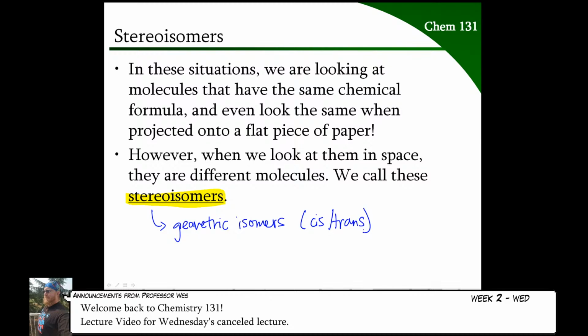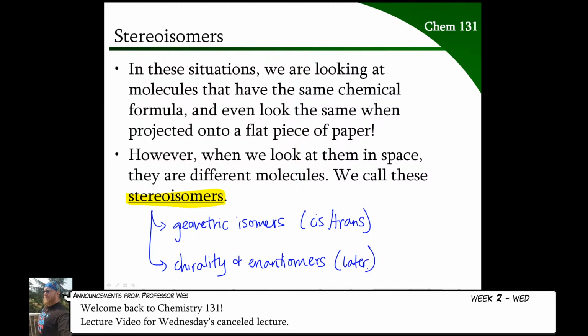They're called geometric isomers because they have different geometry. They might point in the same direction or they might point in different directions. Later on, we're going to talk about chirality and enantiomers when we start talking about carbohydrates.